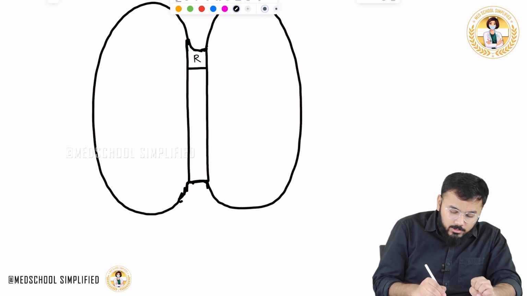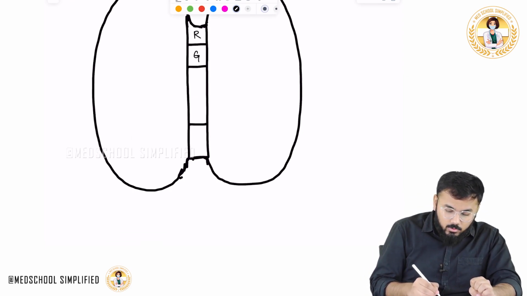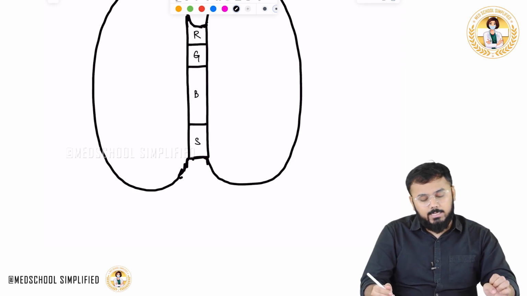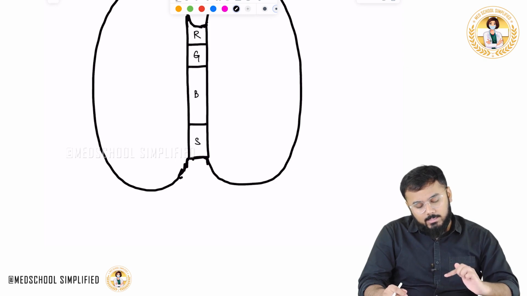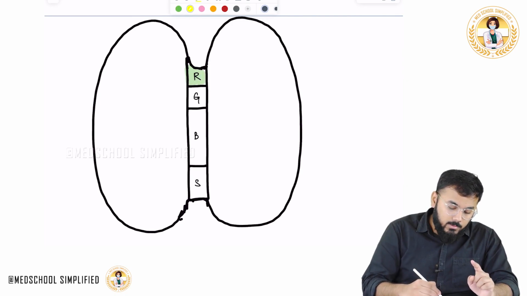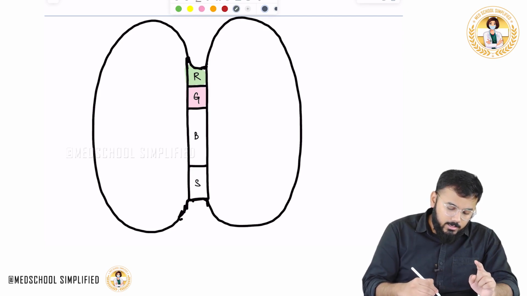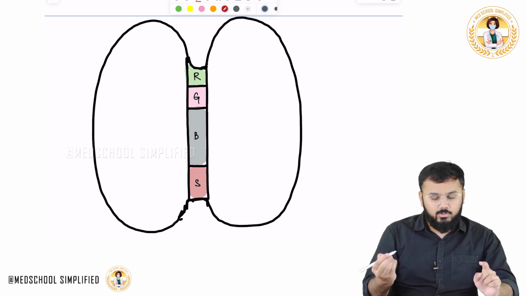Next, after the rostrum, we have the next important thing, that is your genu, G for genu. And next, the lengthy part is your body, and the last part is called the splenium, which I will write as S. So R stands for rostrum, G stands for genu, B stands for body, and S stands for splenium, right. This entire part is your body, and finally this is your splenium. So these are the structures.